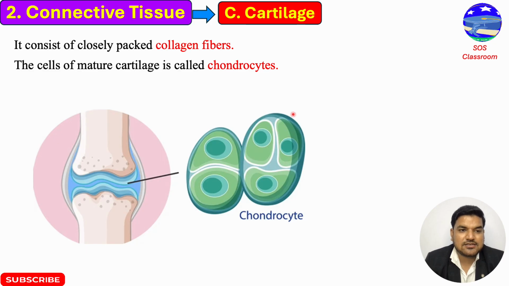So what is cartilage? Cartilage is made of closely packed collagen fibers and mature cartilage cells called chondrocytes. So cartilage is made by two components: first the collagen fibers, and second the mature chondrocytes. Chondrocytes mix together to form the cartilage with the help of different types of collagen fibers in the matrix.